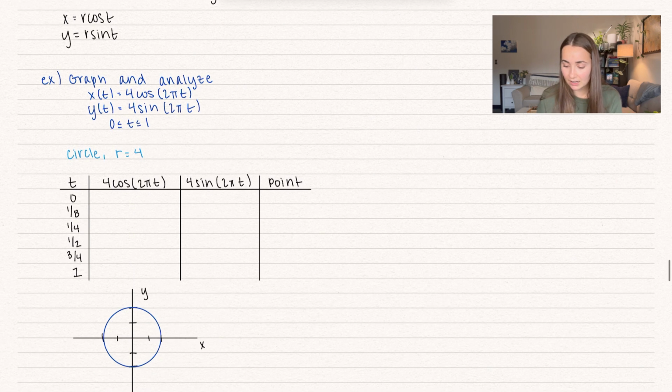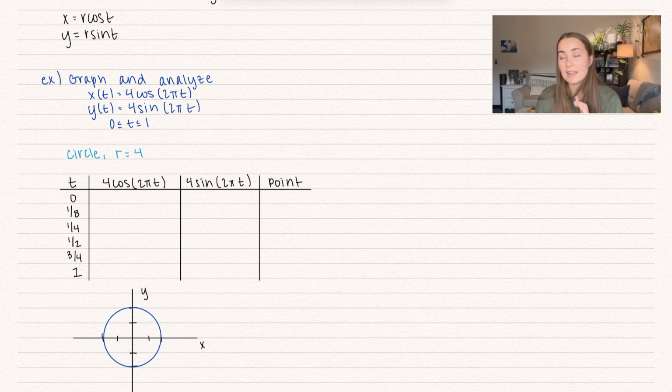We want to graph and analyze x of t is 4 cosine of 2 pi t. Y of t is equal to 4 sine 2 pi t. For this one, the t is going to be between 0 and 1. So we know that this is going to represent a circle, right? We have the cosine, we have the sine. Now let's go ahead and try to plug in some values in order to graph this out.